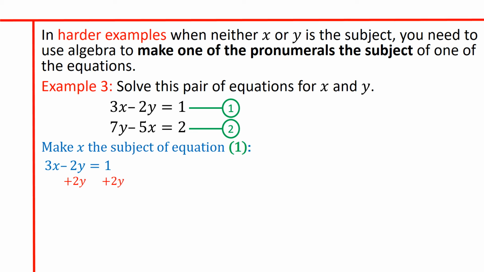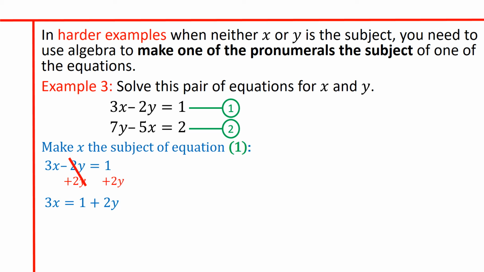Now, like I said before, there are various ways you could have done this to still get to that same solution. We could have used equation 1 to make y the subject, or vice versa, made x or y the subject of equation 2, and you will still get the same answer. So minus 2y plus 2y cancels out, and we're left with 3x equals 1 plus 2y.